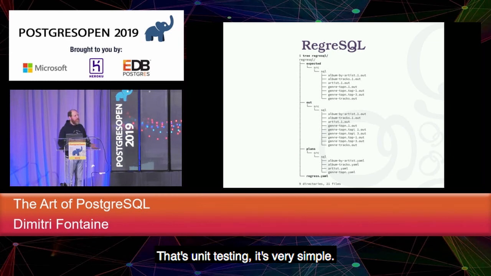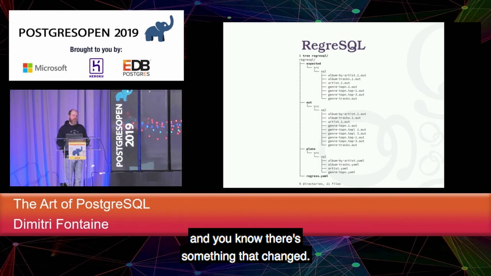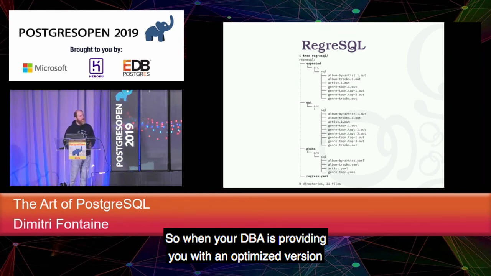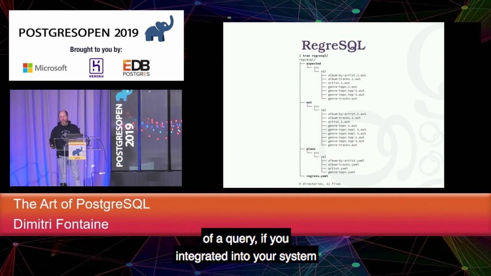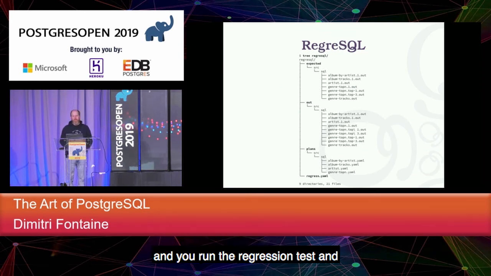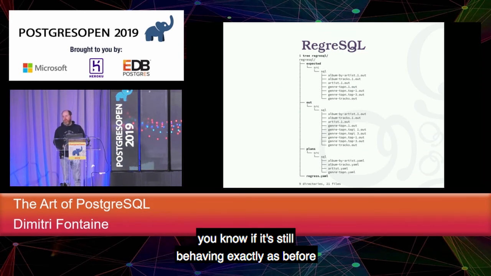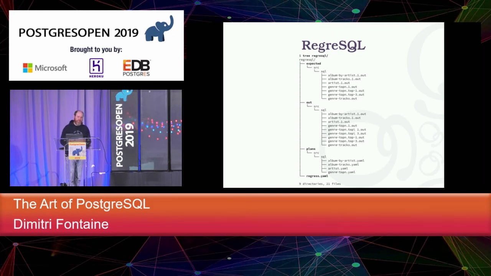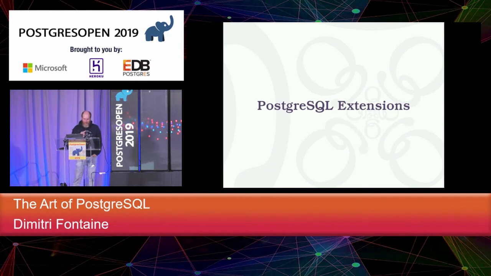That's unit testing, right? It's very simple. You do a diff between the two files, and you know if there is something that changed. So when your DBA is providing you with an optimized version of a query, you integrate it into your system, and you run the regression test, and you know if it's still behaving exactly as before, or maybe not. So it's easy to do.